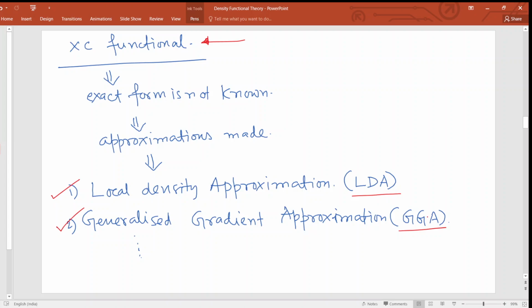So basically for a different electronic system, some of them are specifically giving better results. Okay, however, these two are quite popular and they give quite good approximation for most of the systems. Okay, I'm not saying best, but good approximation. So that is why these two are quite popular. Now let us see what these things are.